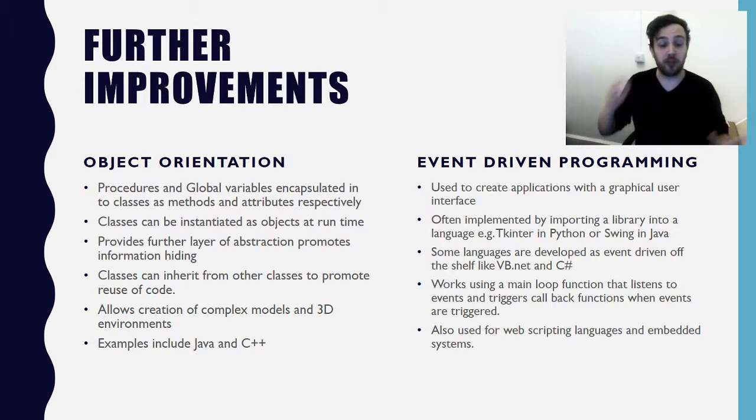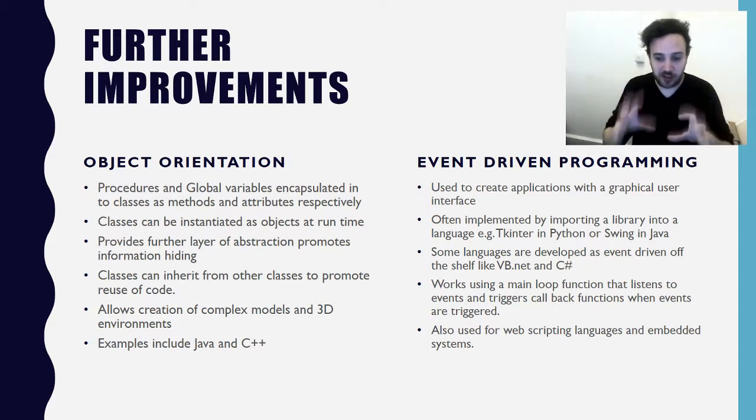Right, so some further improvements. Having procedures with parameters going in and out of them wasn't really enough, and it wasn't abstract enough because it didn't promote reuse of code. And so in the 80s and 90s we moved over to object orientation, which is the way that most professional programmers work these days.